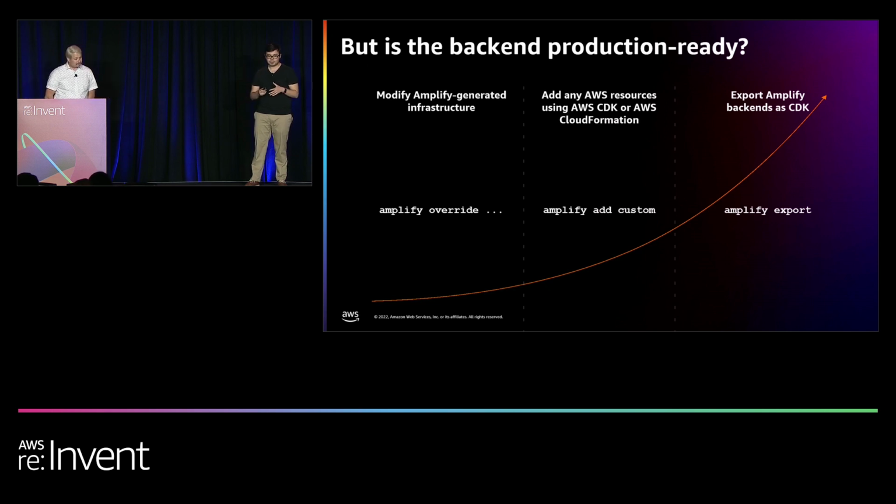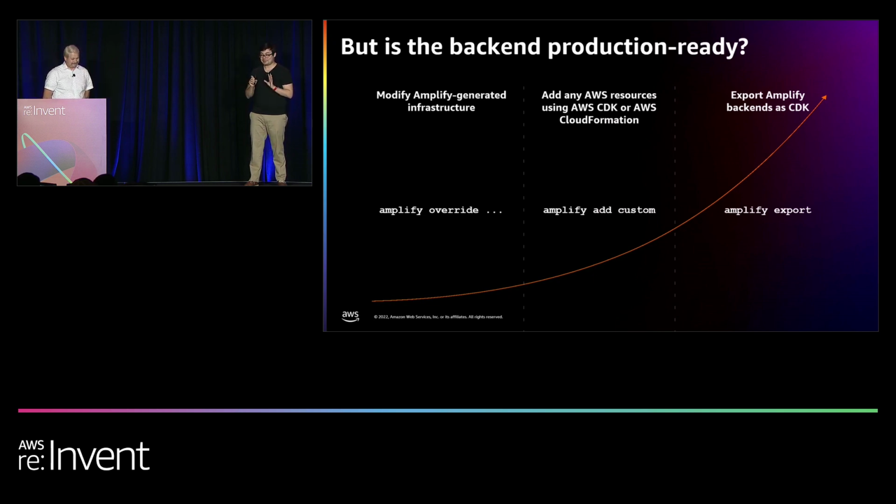And so when we are asking ourselves, is this production ready? The answer is yes. Amazon Music is one of our largest customers. They have over 100,000 transactions per second, leveraging Amplify's backend and these extensibility features. So does it scale? Yes.